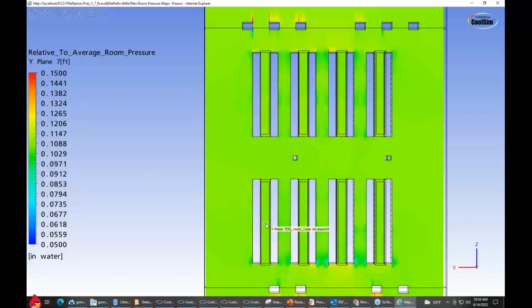There should be a gradient here. Between here and here, there should be a gradient, and I'm not seeing much of a gradient due to leakage. So even though we're dumping more into the room than is needed, we're not seeing the positive pressure gradient that we'd like to see.